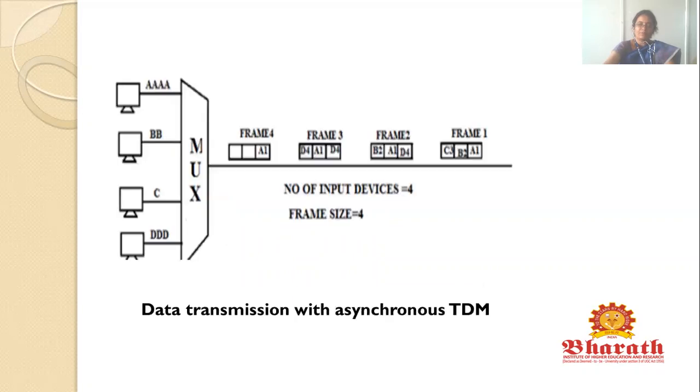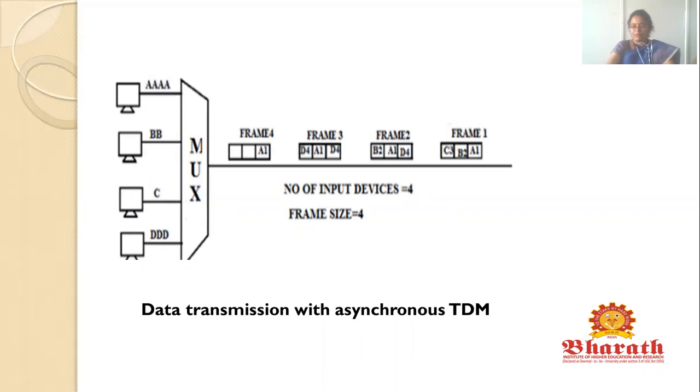The next type is data transmission with asynchronous time division multiplexing. In synchronous time division multiplexing, if a particular terminal has no data to transmit at a particular time, the corresponding slot in a frame is wasted or empty. Asynchronous time division multiplexing is used to overcome this disadvantage. It dynamically allocates the time slots on demand to the input channels, thus saving channel capacity.